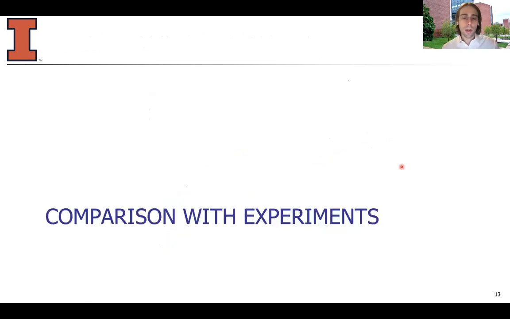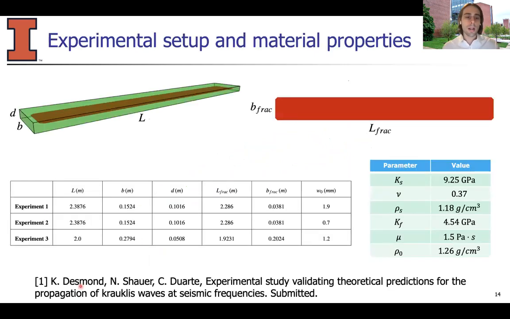Next, I'll show some comparisons with experiments that were conducted by Kenneth Desmond in the New Jersey facility of ExxonMobil. A simplified setup of the experiment is shown here on the left, where there's a rectangular domain in green and an embedded fracture in red. There are 3 experiments with different dimensions that are shown in this table here, and the material properties are shown in the bottom right.